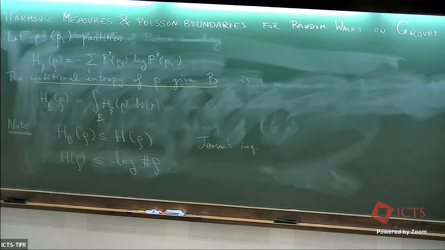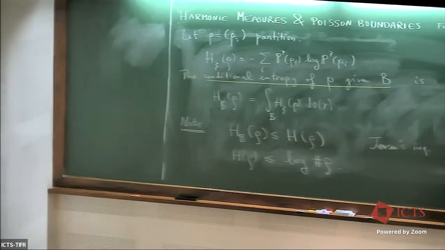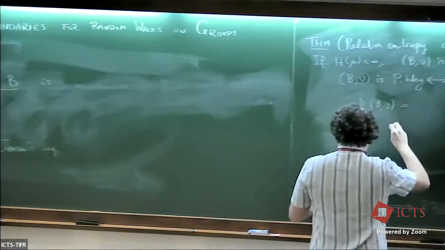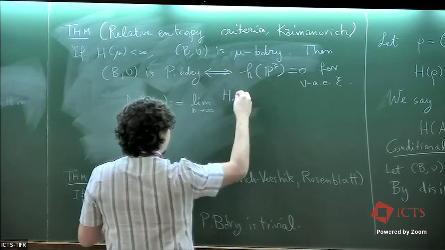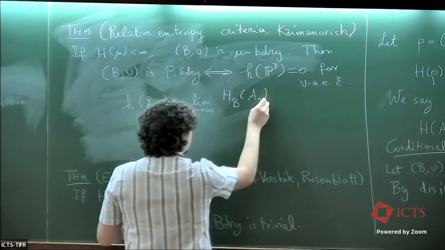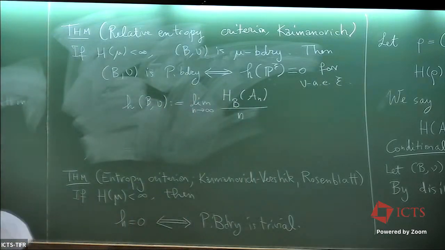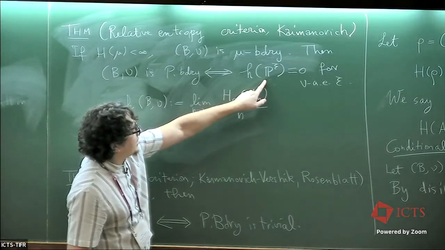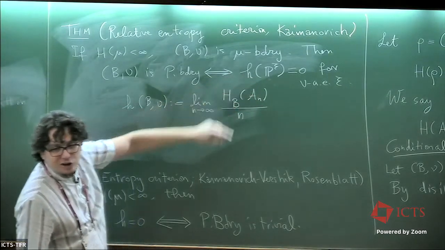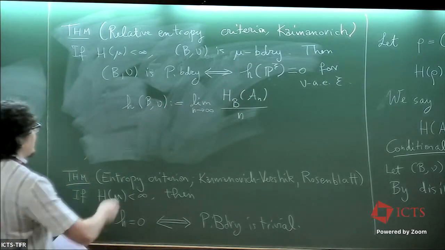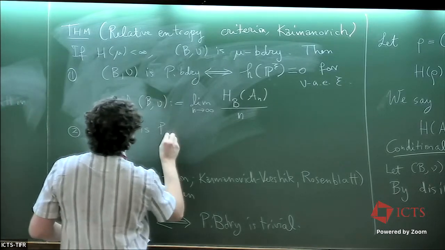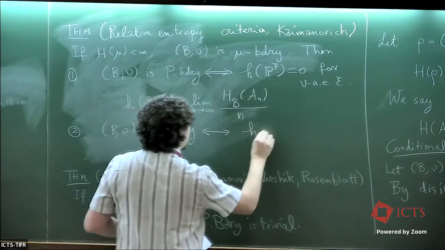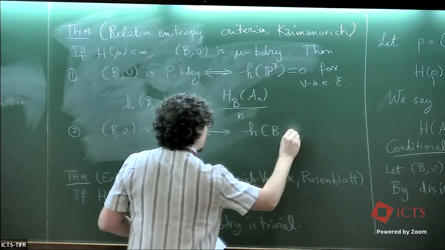Okay, and so a slightly more global version of this is the following. We define H_B(nu) as the limit as n goes to infinity of this relative entropy H_B: we take the relative ones, we integrate, we take the A_n partition, and we divide by n. So this is almost integrating this over psi, except there's an exchange of order of integration, so there is something to be taken care of. But then the second criterion is that B_nu is the Poisson boundary if and only if this H_B(nu) is zero.